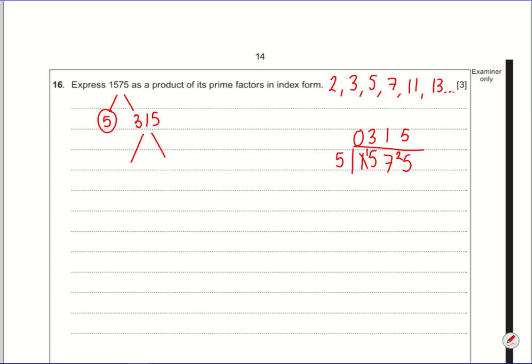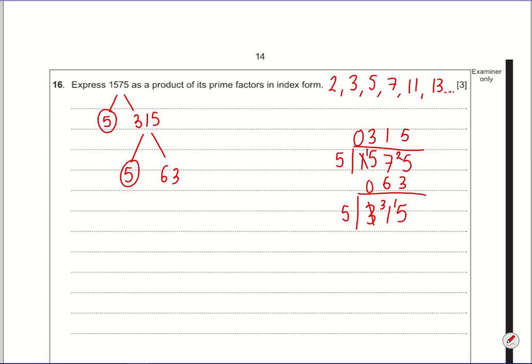Again, we can't use 2. 3 does work. 5 definitely will work. Remember, if it ends in a 5, it divides by 5. So if we go 5 again, because we know for certain that's going to work. So 315 divided by 5: 5 into 3 doesn't go. 5 into 31 goes 6 times, remainder 1, and 5 into 15 goes 3 times. So now we're down to 63, and the times table's a bit more manageable now.